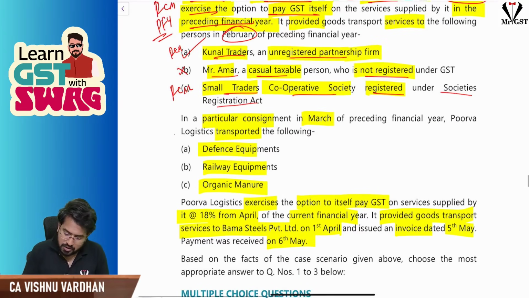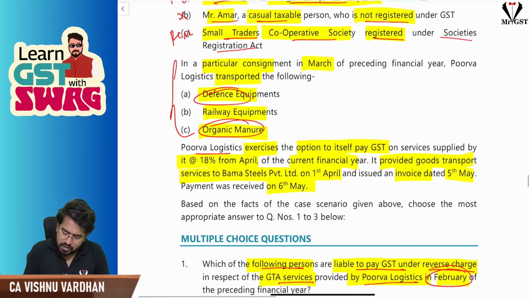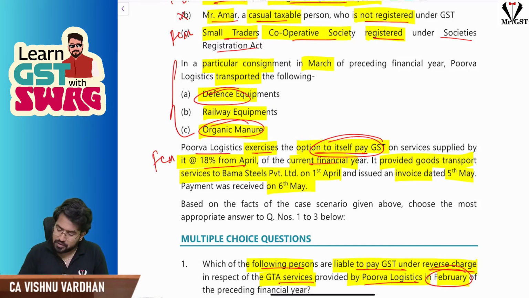Next, this one we have discussed. Okay, this and this are exempt. Next, Purva Logistics exercises the option to pay GST itself. That means they are going with FCM here. Okay, and 18% from April of the current financial year. Provided GTA services to Bama Steels Private Limited on 1st April. Invoice on 5th May. Payment is on 6th May.